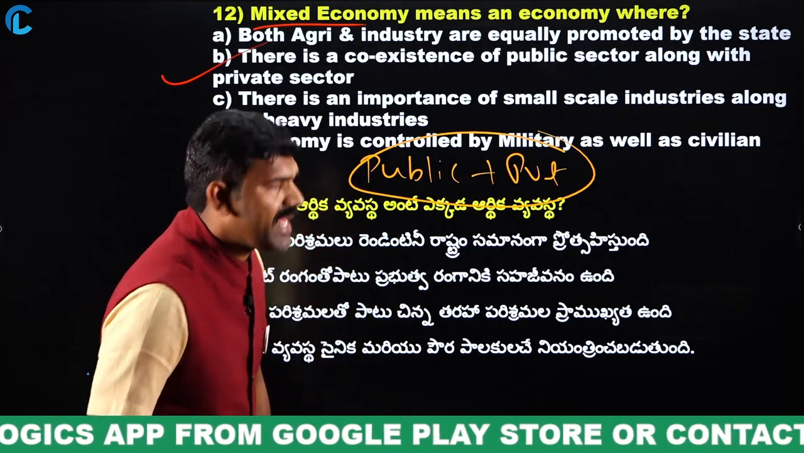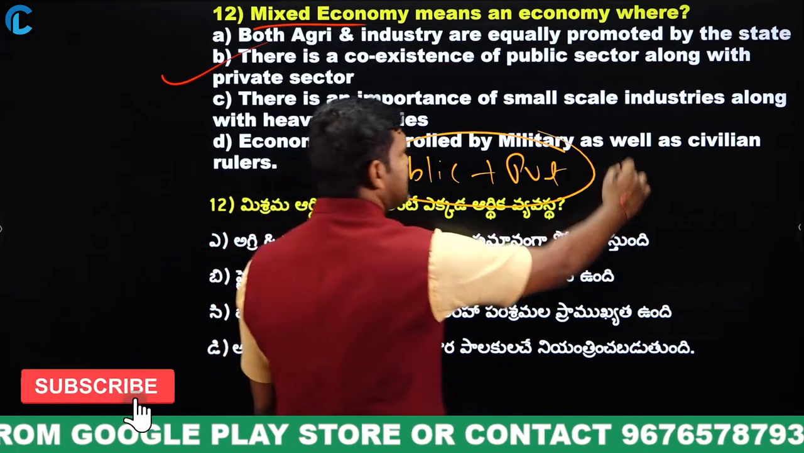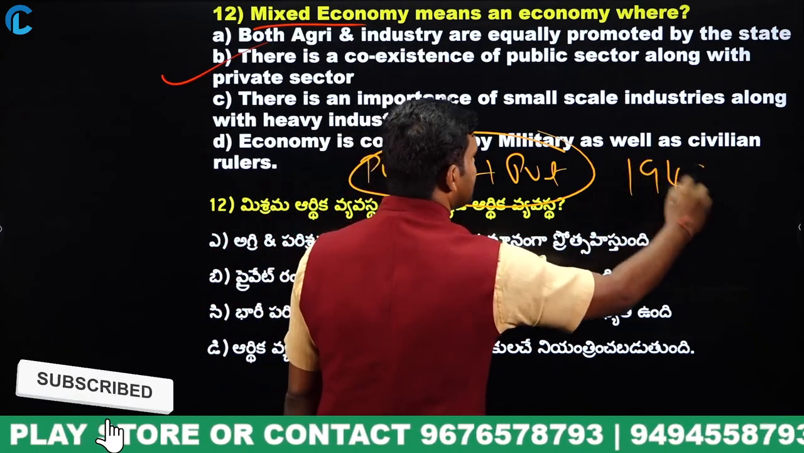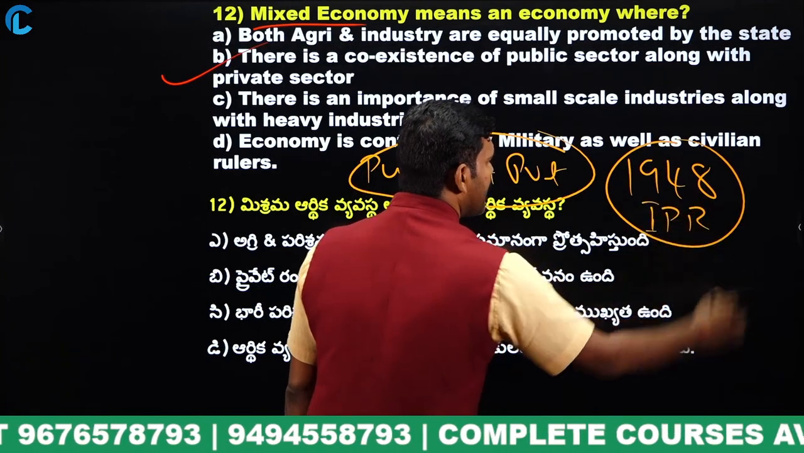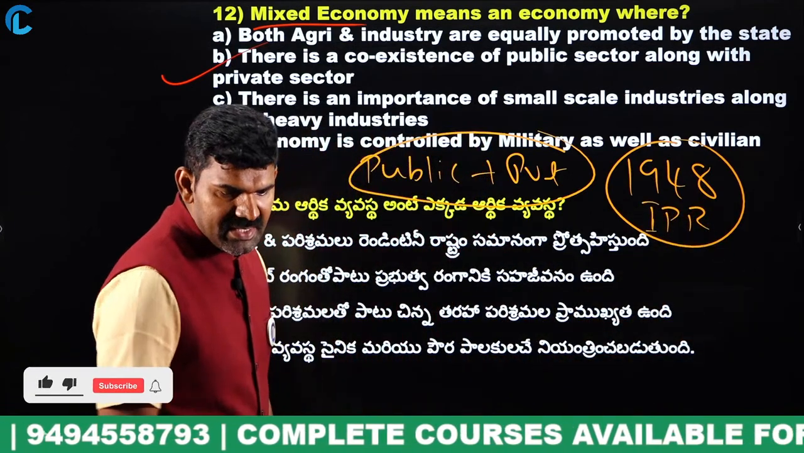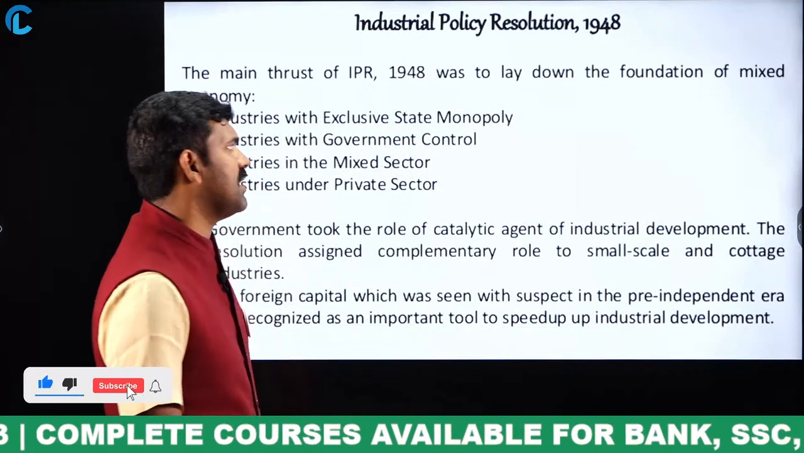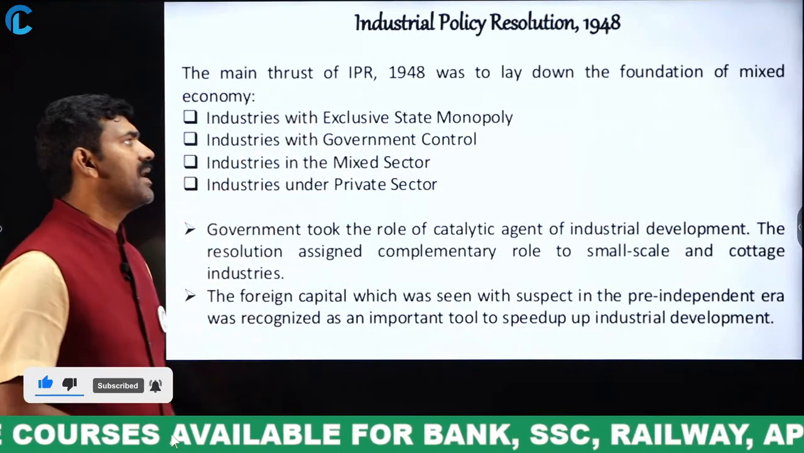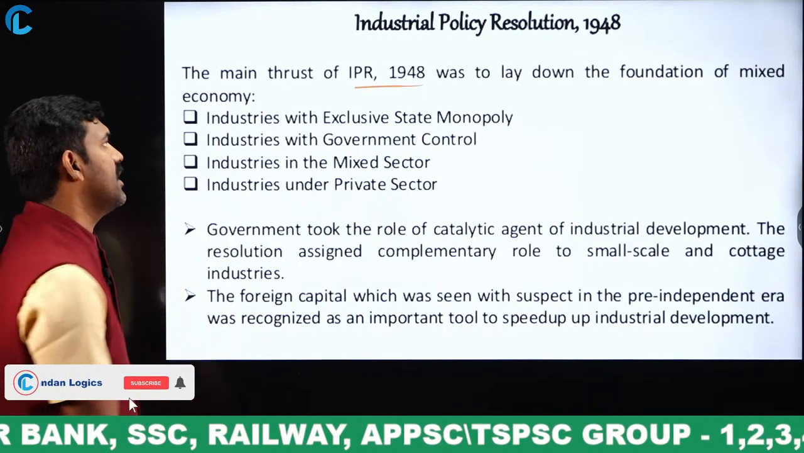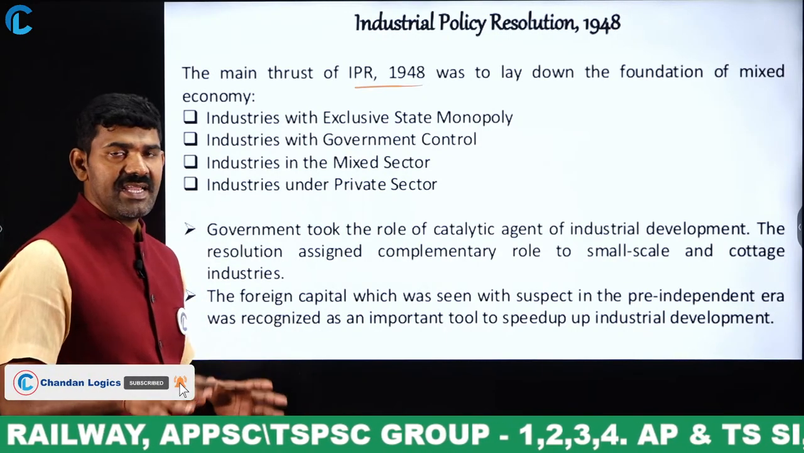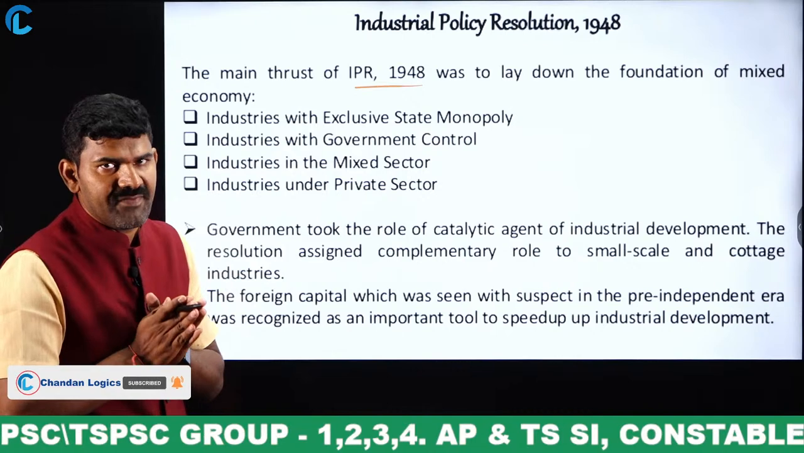Super Shivakumar, excellent. The right answer is the 1948 Industrial Policy Resolution, IPR, which is responsible for India becoming a mixed economy. This is a very, very important question which has come in the examination many times. Just look into this. In 1948, India laid down the foundation for the mixed economy, because India divided industries into different types.